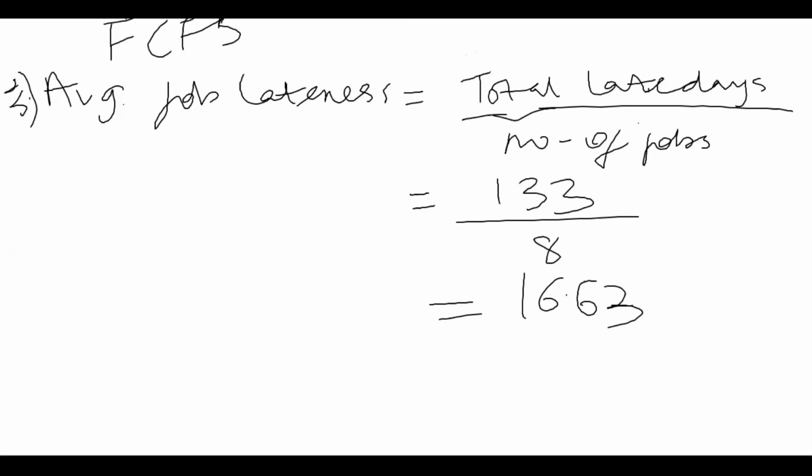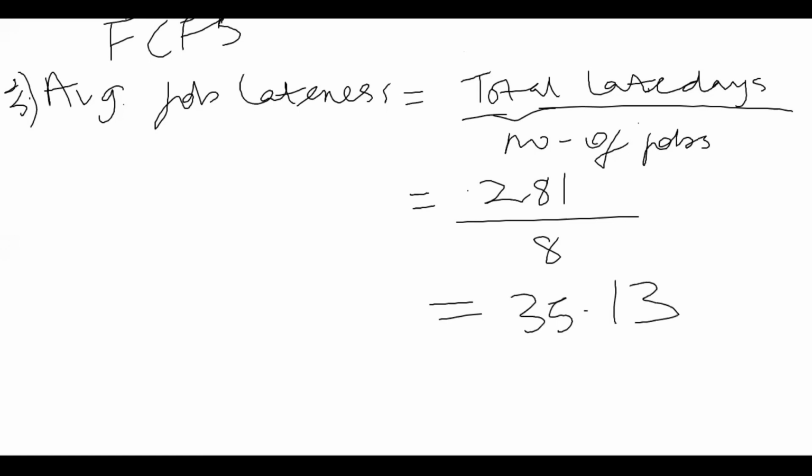So I must apologize. We're using the wrong figure. Our total late days, by the time you calculate it, would not give you 133. That's actually the total due date. The total late days would give us 281. I solved this before, so I went to check and I mistakenly took the wrong figure. So it's 281 divided by 8, which will give us 35.125, which we approximate to 35.13.